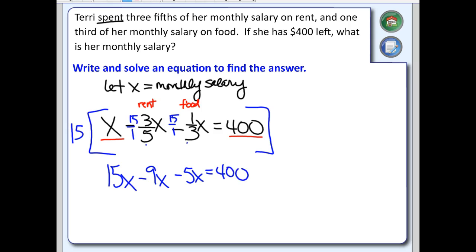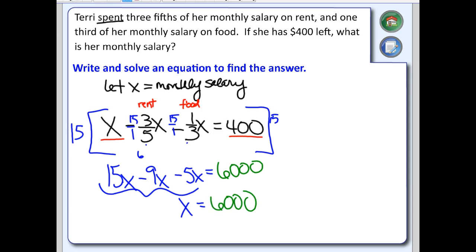All right, now let's see what's left over here when I combine like terms. Okay, well, we've got 15 minus 9, which is 6, and 6 minus 5. Guess what? We've got x equals, what did Mrs. Burton forget to do? I forgot to multiply the 400 by 15. All right, let me fix that. What's 4 times 15? 60, right? So we'll make this 6,000, okay? And since these all cancel out, guess how much her monthly salary is? $6,000.